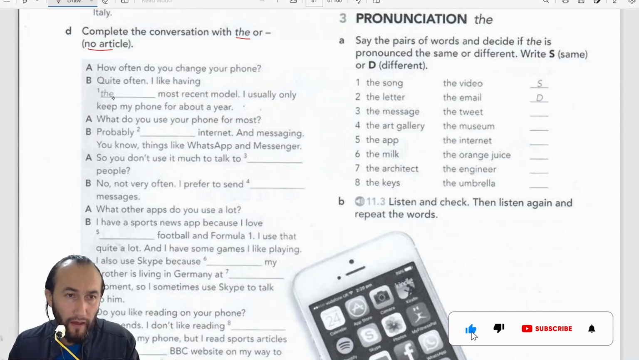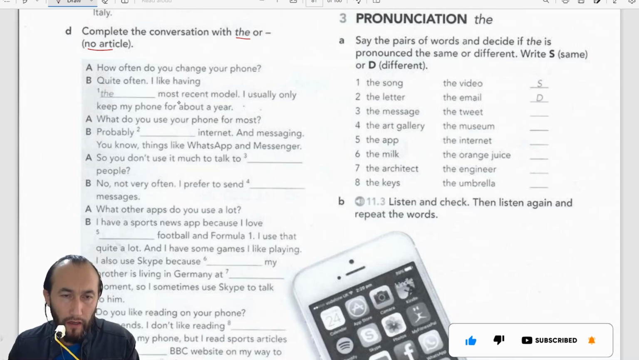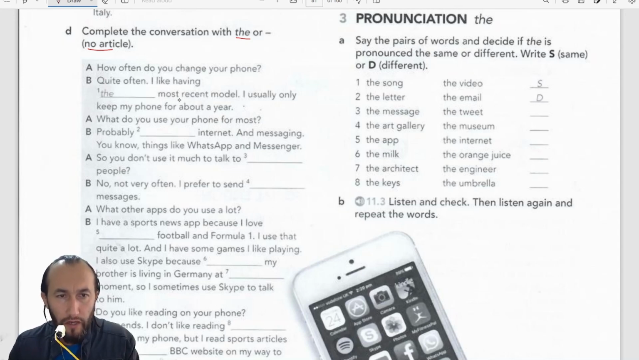So here we're using "the" because of the superlative. Superlative adjectives or superlative adverbs, we must use "the" all the time, right? This is a rule that we have to accept or we have to know. So here, the most recent, superlative, that's why we're using "the" here. I usually only keep my phone for about a year.